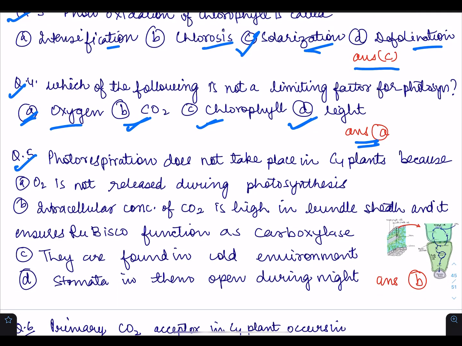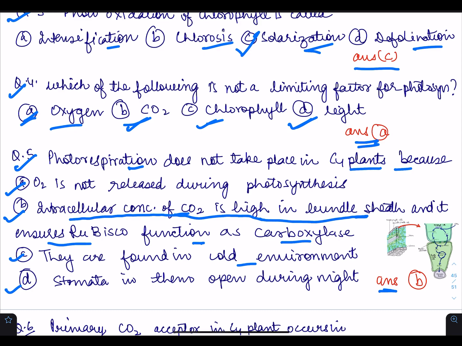Question 5. Photorespiration does not take place in C4 plants because option A, oxygen is not released during photosynthesis. Option B, intracellular concentration of carbon dioxide is high in bundle sheath and it ensures Rubisco functions as carboxylase. Option C, they are found in cold environment, and option D, stomata in them open during night. Our answer is B. How? We read this statement again. Intracellular concentration of carbon dioxide is high in bundle sheath cells and it ensures Rubisco functions as carboxylase.